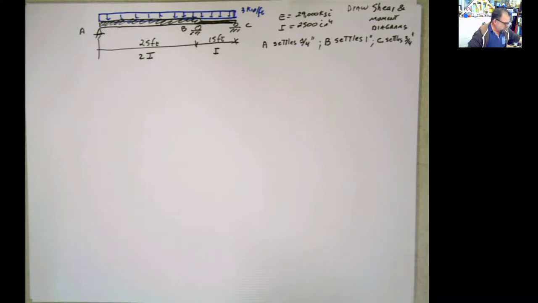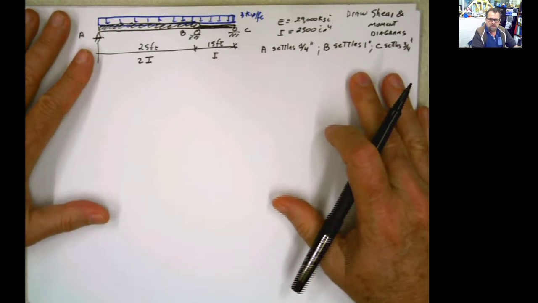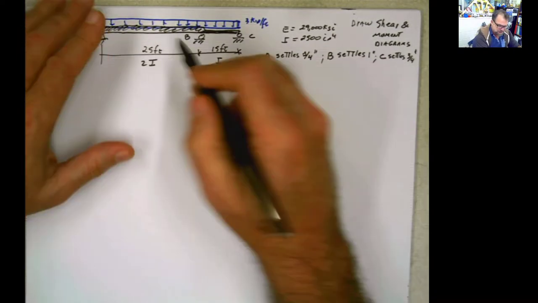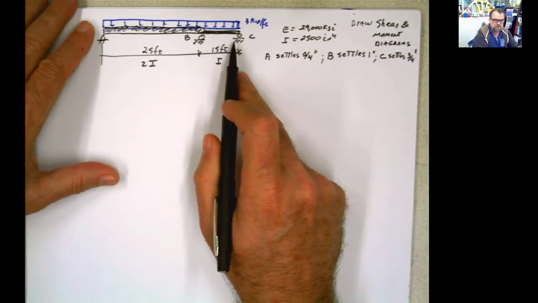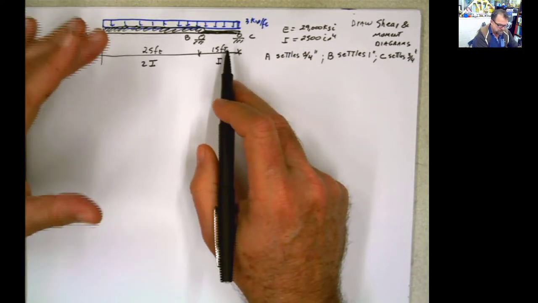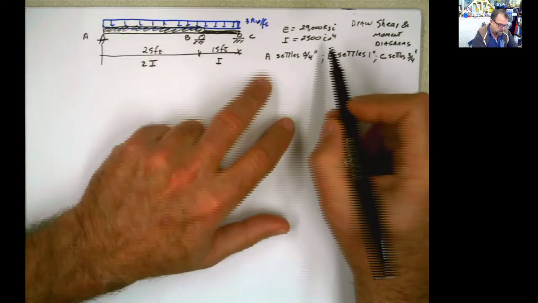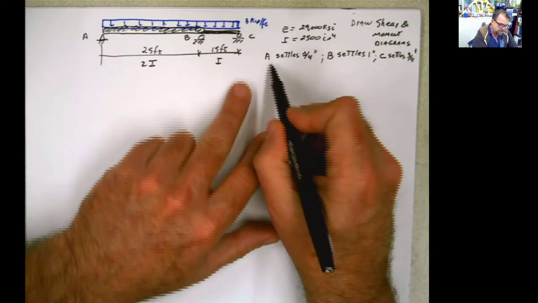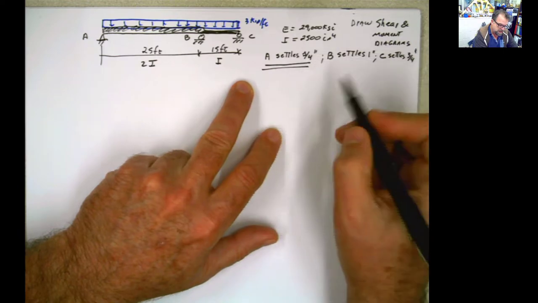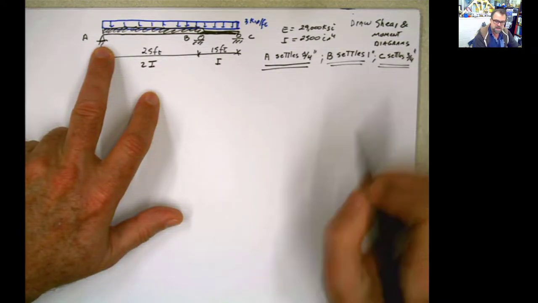Okay, so I'm going to solve this problem, and this problem is going to be a statically indeterminate structure. You see, there's 1 degree of indeterminacy here, obvious. And on top of that degree of indeterminacy, with these values, we have to draw the shear and moment diagram, but we have information that the support A settles by this, B settles by that, and C settles by that.